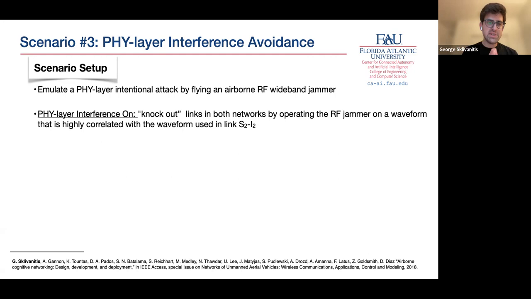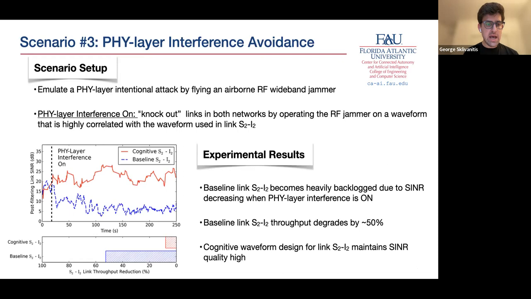and recorded their performance. The final scenario was considering a drone that was flying between the source node and the intermediate node, as you see in the picture here, and actually jamming the link by using a highly correlated waveform. What I plot here is the pre-detection SINR, the post-filtering SINR, which is the metric that I showed you in the simulations before, for the red link and the blue link.